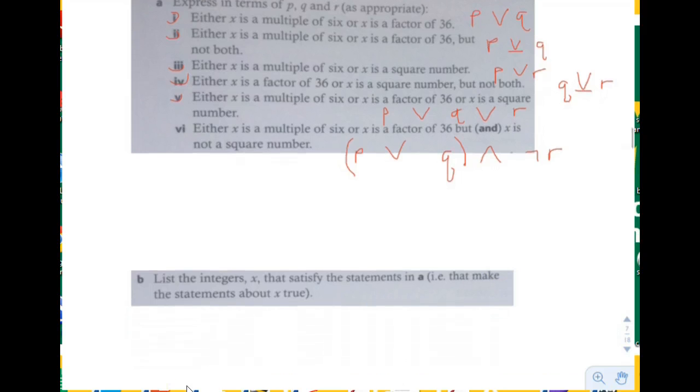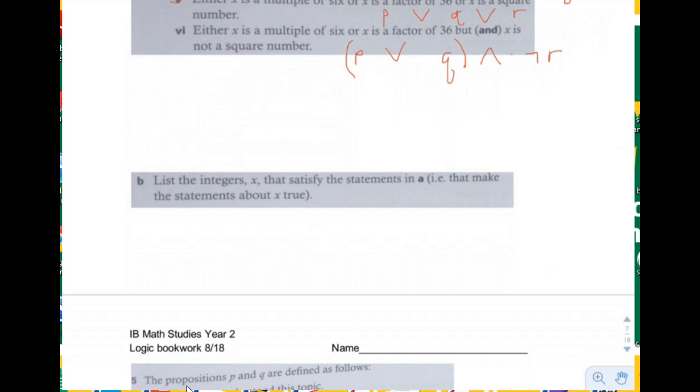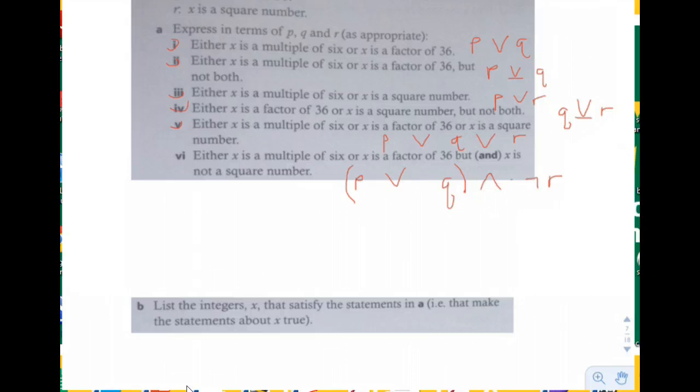Okay, moving on to B. List the integers X that satisfy the statements in A that make the statements above true. Okay, so let's see, what makes P or Q true? Let's see, X is a multiple of 6 or X is a factor of 36. So this could be either a multiple of 6 or the factors of 36.